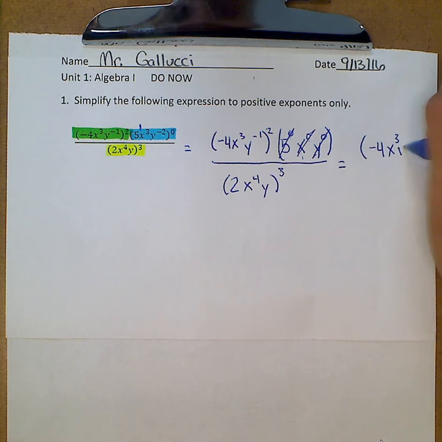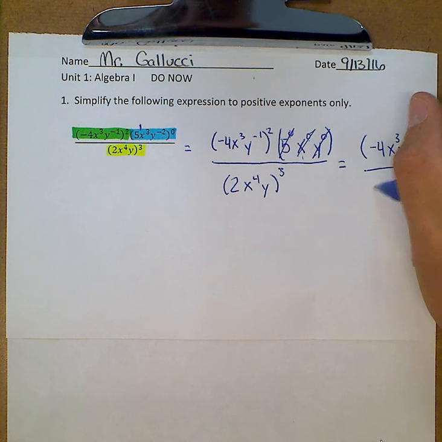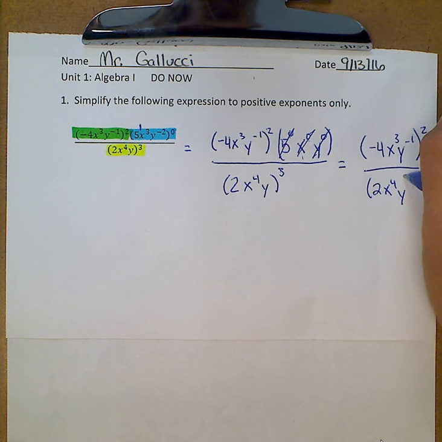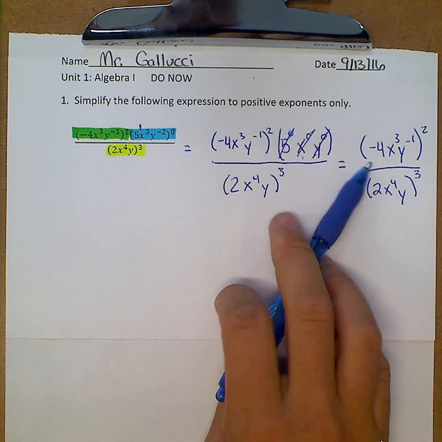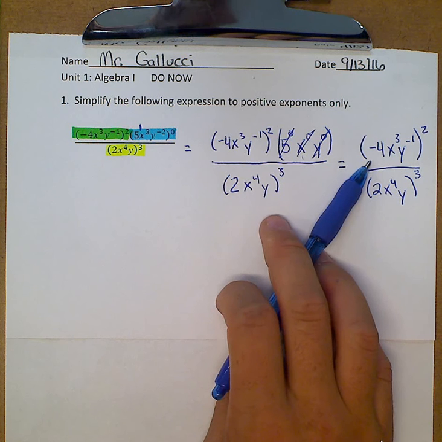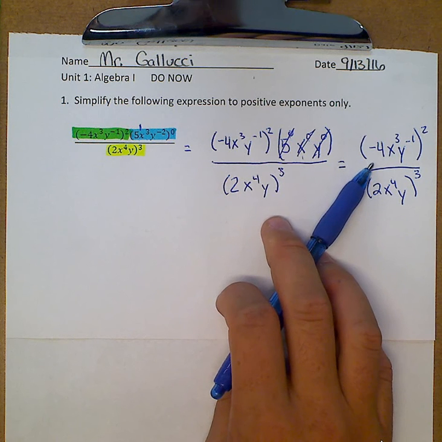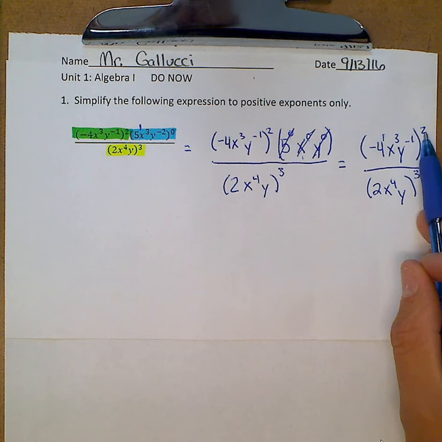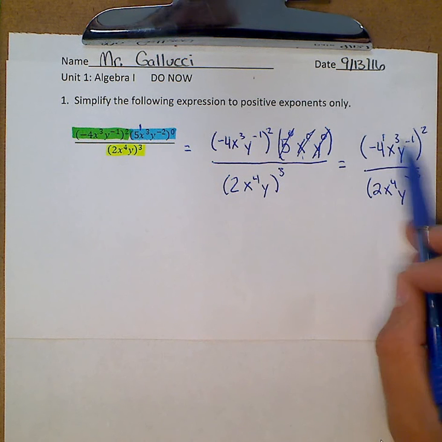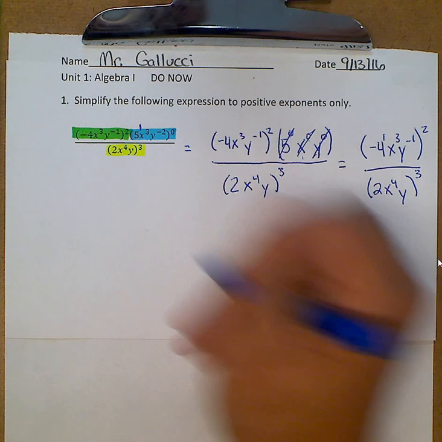Copying the rest of the problem down. And now our problem looks a lot easier. We're going to take our original green quantity, which is represented here, and again, we're going to apply the power rule. Again, don't forget, negative 4 is a base. It has an exponent of 1. So to use the power rule here, I'm going to take that 2 and multiply it by each exponent, keeping the bases the same. Very important.